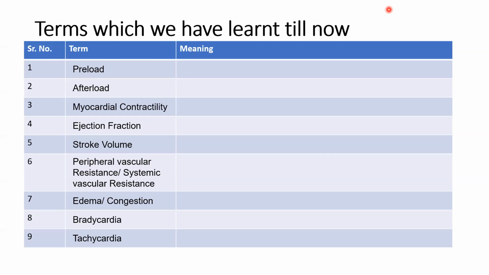Then ejection fraction, the amount of blood given out in the systole. Stroke volume, similar to ejection fraction, is the volume given out per stroke. Peripheral vascular resistance or systemic vascular resistance is the resistance offered by arterioles to the flow of blood. Then edema or congestion, an integral part of congestive heart failure. We discussed it is cardiopulmonary edema. Then bradycardia, which is a decrease in the frequency of heart rate, and tachycardia, which is an increase in the frequency of heart rate. So we have learned quite a few terms in the previous video.